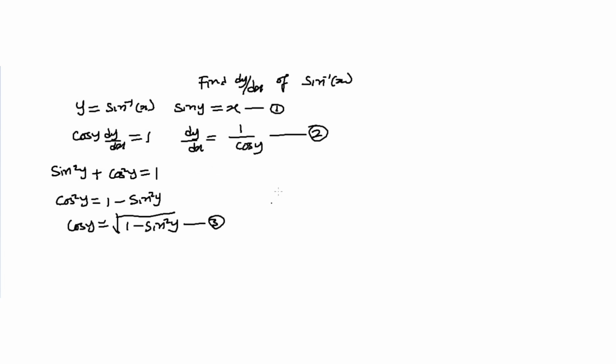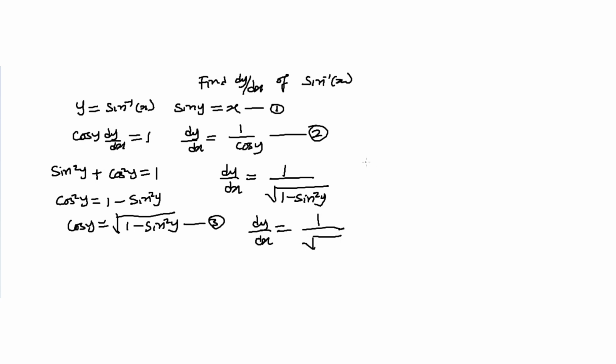So let's substitute equation 3 into equation 2. That means dy/dx will be equal to 1 all over, instead of putting cos y, now we are going to put the square root of 1 minus sine square y. That also means dy/dx will be equal to 1 all over the square root.